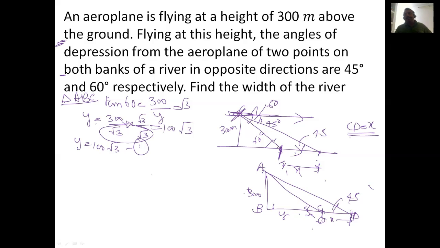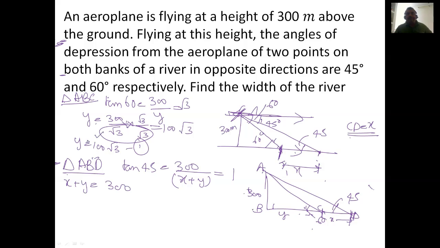Now we will take the bigger triangle, the triangle ABD. Here we have tan 45. Tan 45 is equal to 300, perpendicular upon base, which will be x plus y. And we know that tan 45 is equal to 1, and we get that x plus y is equal to 300. Now putting the value of y, x is equal to 300 minus 100 root 3. So here it is better to put the values of root 3.